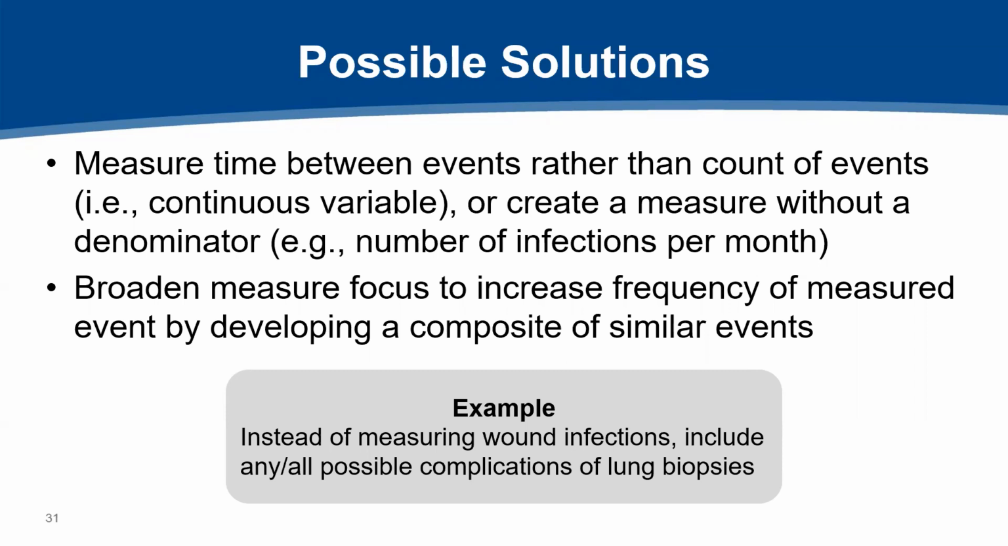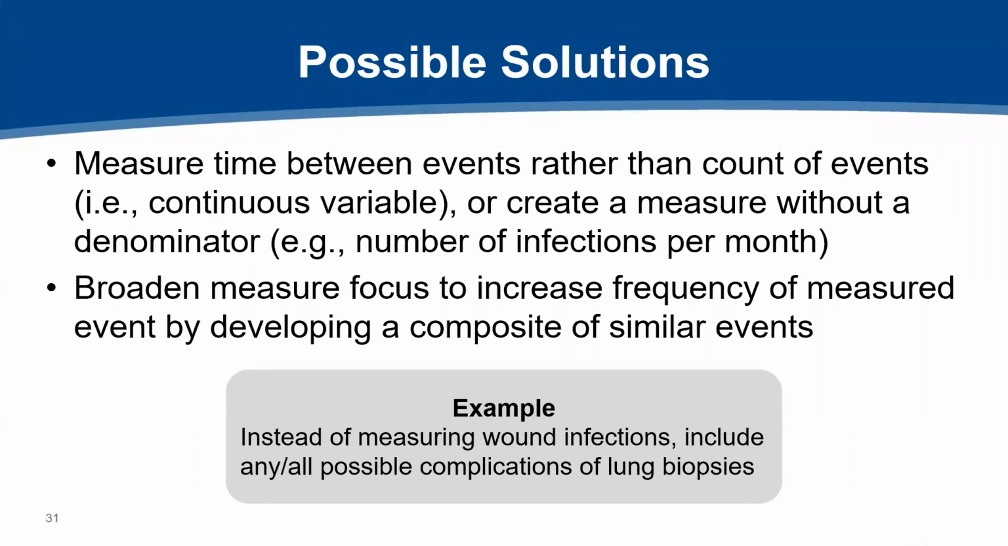Another option relating to specification is to broaden the measure focus. So you increase the frequency of the measured event by developing a composite of similar events. So going back to our initial lung biopsy example, instead of measuring just wound infections, you would include any or all complications of lung biopsies in a composite measure. So again, the solution that you arrive at when you're confronting a low frequency or rare event should really depend on the intended use of the measure, but these are just a few options for you to consider.